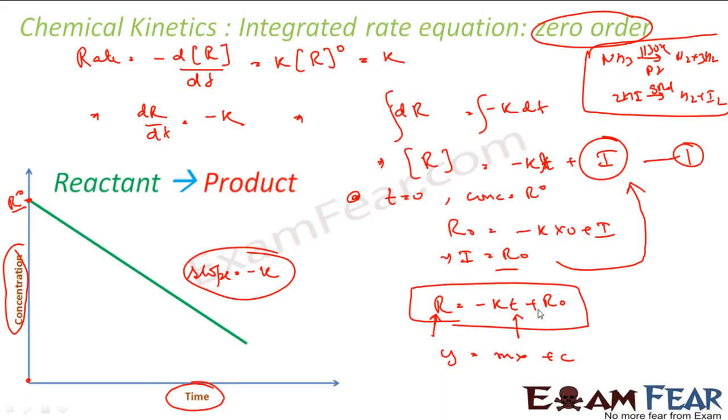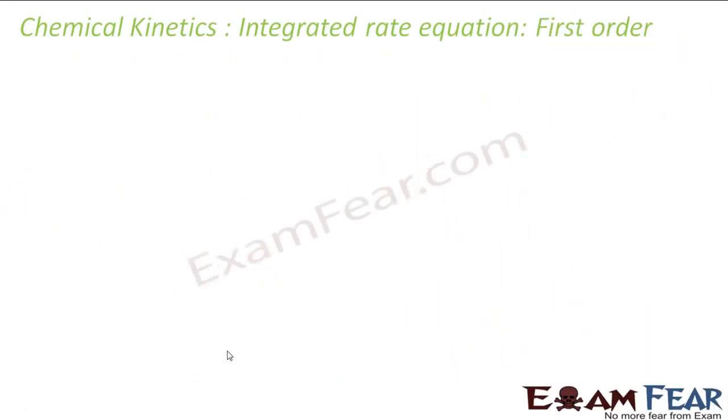R is equal to minus kt plus R naught. And if you compare this with y is equal to mx plus c, and plot concentration as y and time as x, then you'll get a graph like this with slope of minus k and initial concentration R naught. As time goes on, the concentration of reactant decreases and it goes down.